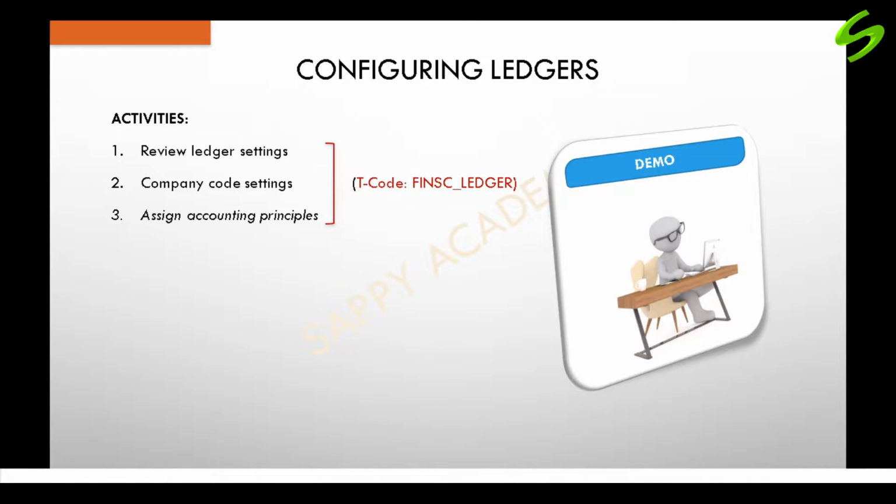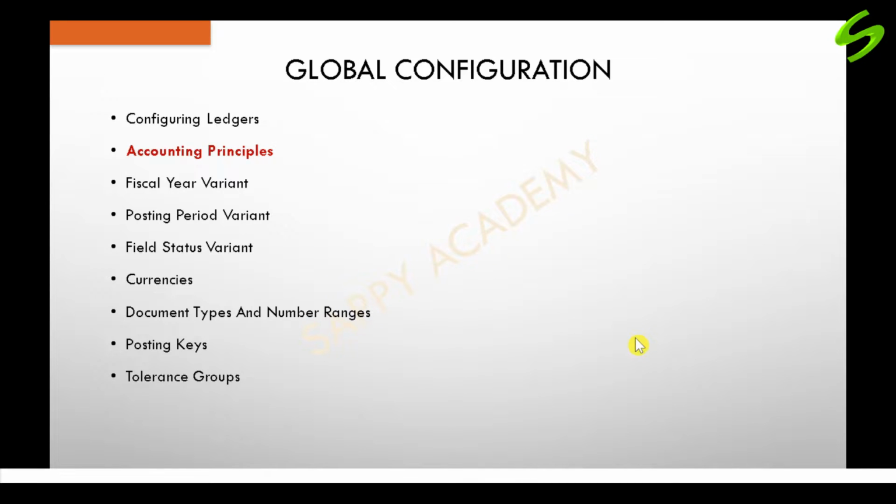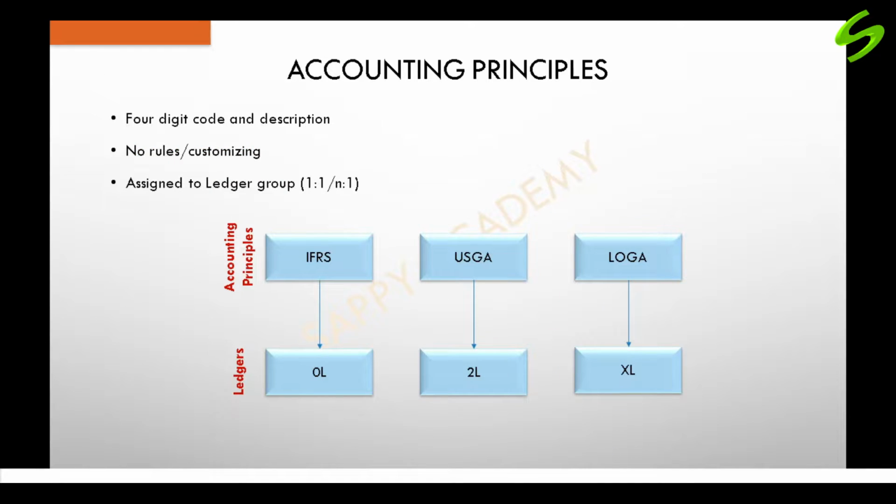Let us move on to the next topic, accounting principles. Accounting principles are defined with a 4-character alphanumeric code and a description. There are no rules or customizing definitions for accounting principles. Accounting principles are assigned to a ledger group.